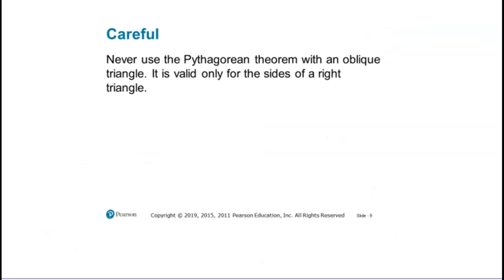One thing you want to make sure not to do, as you're moving through these problems, is get tempted to think you can use the Pythagorean theorem with oblique triangles. Remember, it only works with right triangles, and it's not the same as the inside measure of angles of a triangle. So make sure you keep those apart.